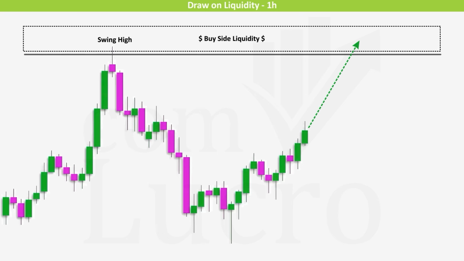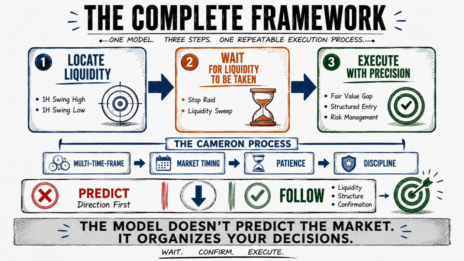However, identifying the liquidity target is only part of the process. We also want to understand whether multiple timeframes support the same trading idea. The next step is to identify a stop rate in the opposite direction of the draw on liquidity using the 5-minute chart for execution precision.